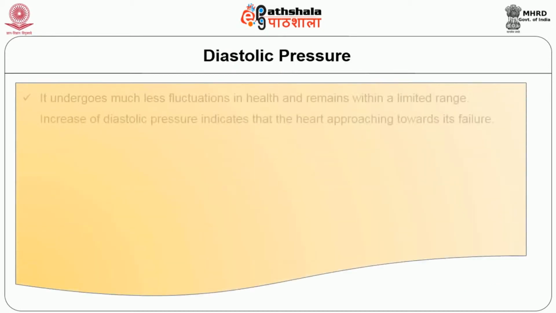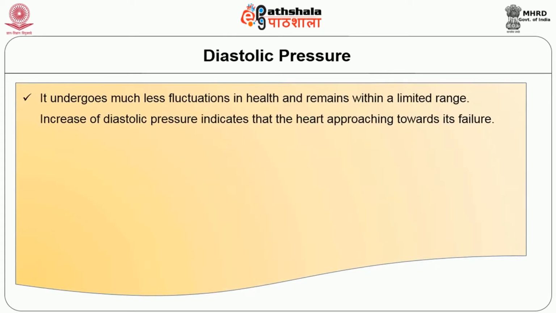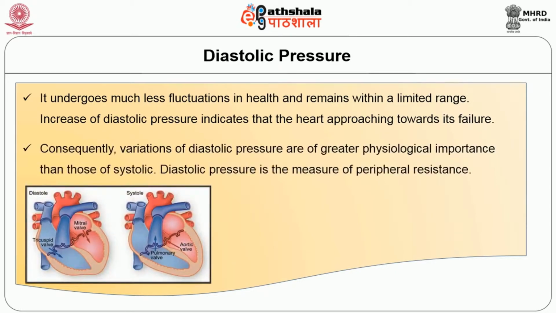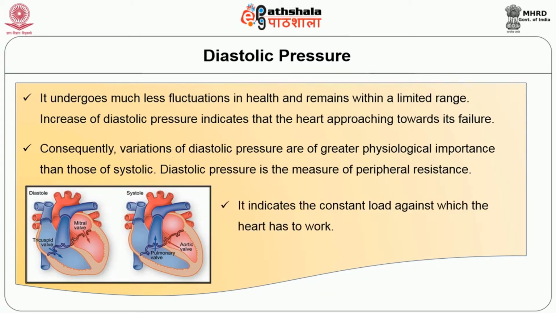Diastolic pressure undergoes much less fluctuations in health and remains within a limited range. Increase of diastolic pressure indicates that the heart is approaching towards its failure. Consequently, variations of diastolic pressure are of greater physiological importance than those of systolic. Diastolic pressure is the measure of peripheral resistance. It indicates the constant load against which the heart has to work.